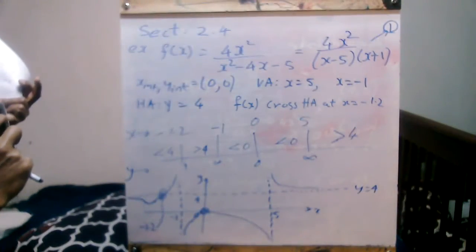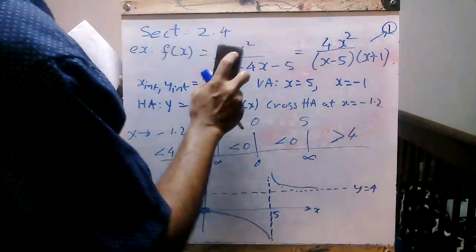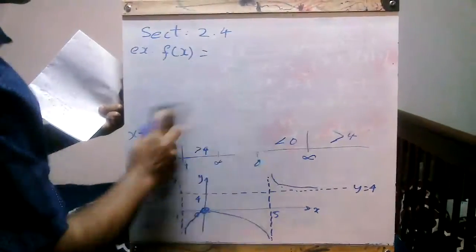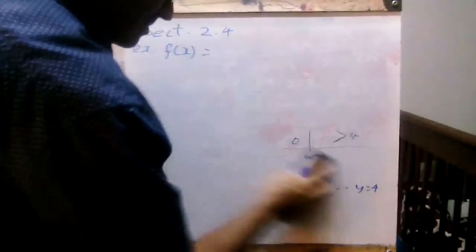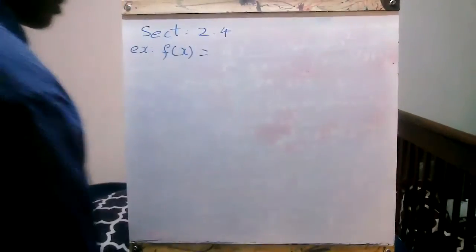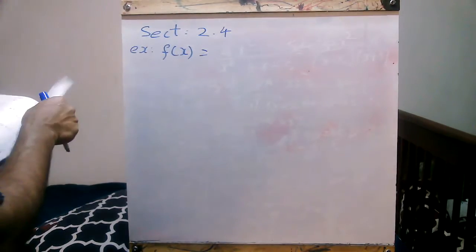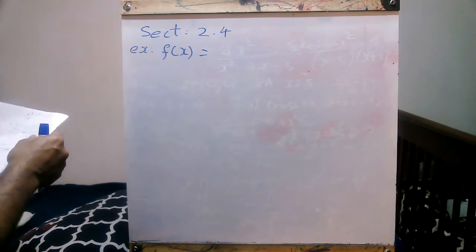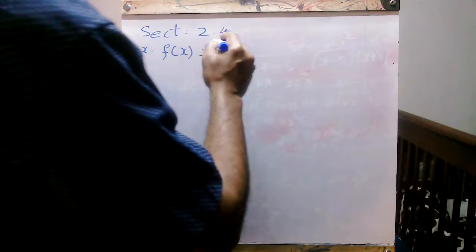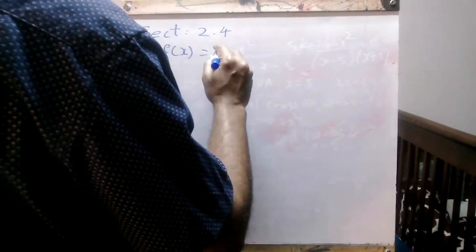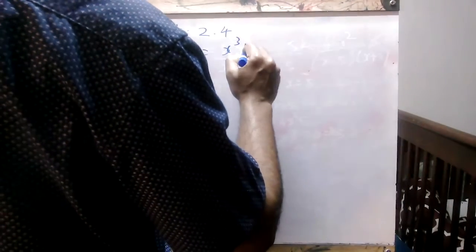Can I erase this? I selected another question. x cubed plus 5x squared minus 4x minus 20 divided by x squared plus 3x.